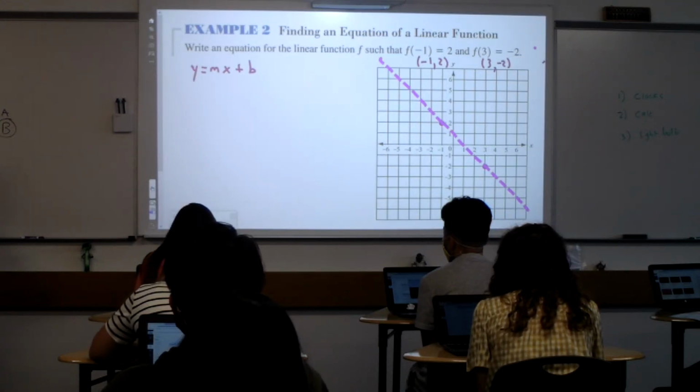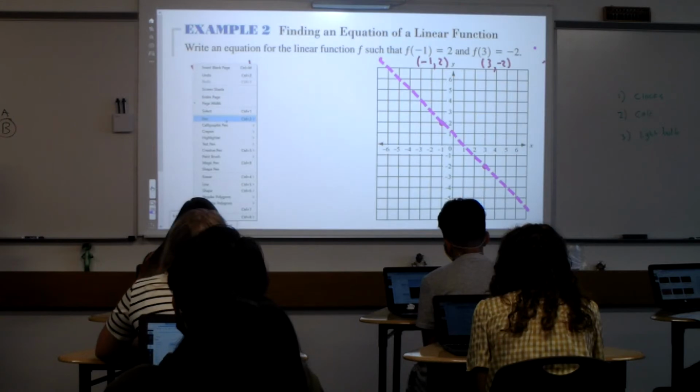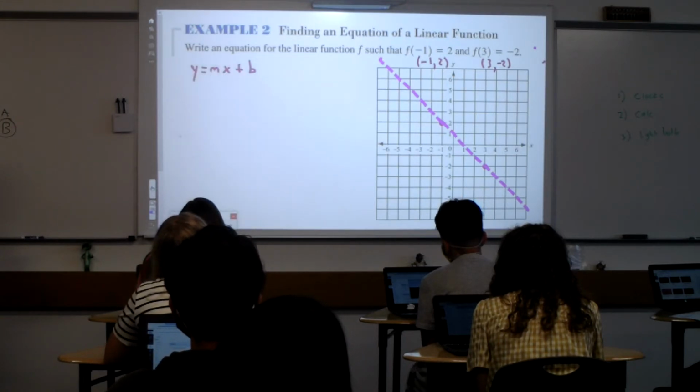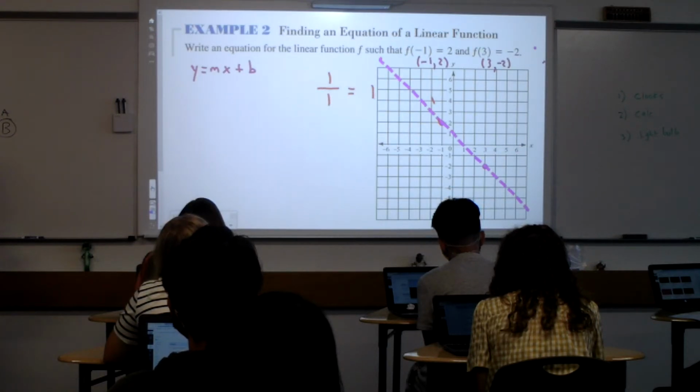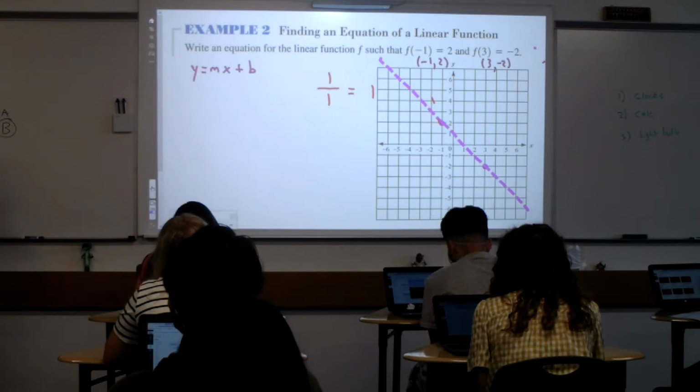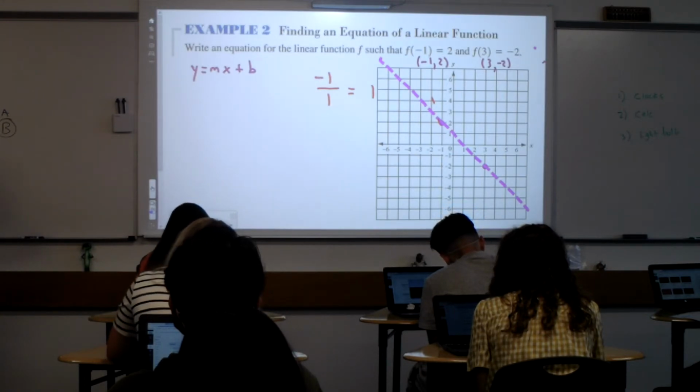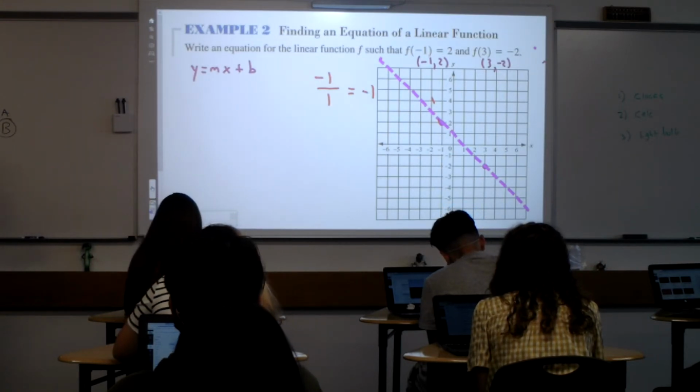So let me write that. If we're looking at the slope, the change in y is it's going down 1, and then it goes over 1, so that would be 1. Right? What do you guys think? Yes, but we're missing one little thing that makes a big difference here. If it's going down 1, we have to signify that with the negative, so the slope is negative 1.